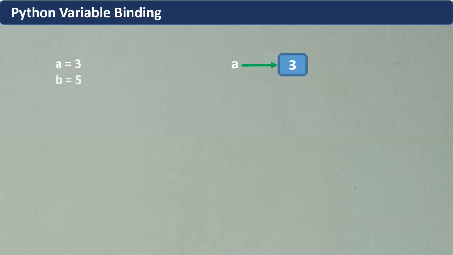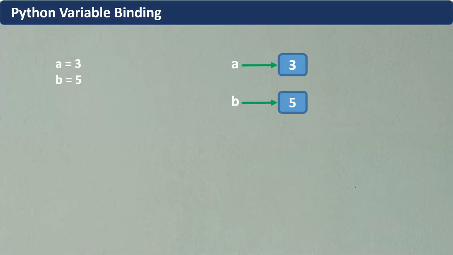Then next, for example, we have b equal to 5. So even in this case also, because you are assigning a value, an integer object is going to be created, and then b is going to bind to that integer object 5. Is it clear? So this is what happens in these two steps.